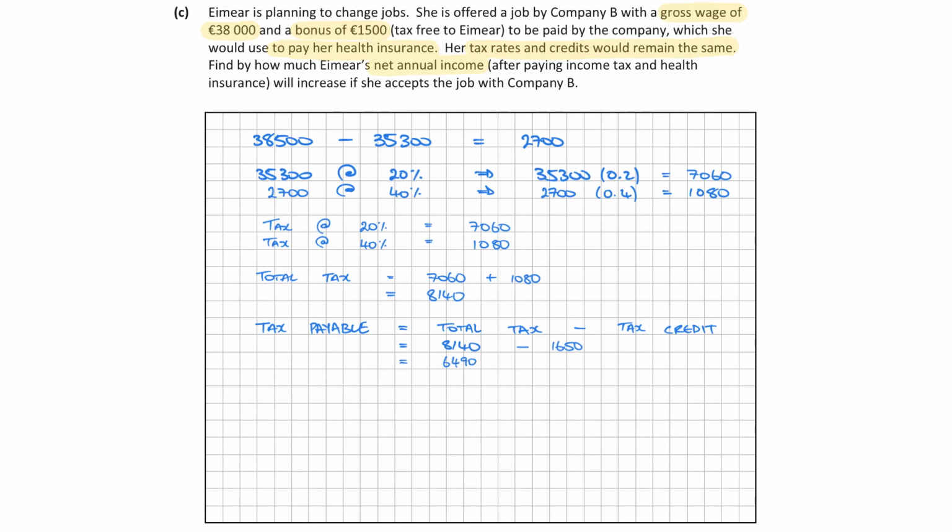So this represents the amount of money that she will actually have to pay in tax, because as we said before, a tax credit, we consider that to be a discount from the government. So she's expected to pay 8,140, but she has a tax credit that leaves her off 1,650. So the total amount of tax that she's expected to pay is 6,490.